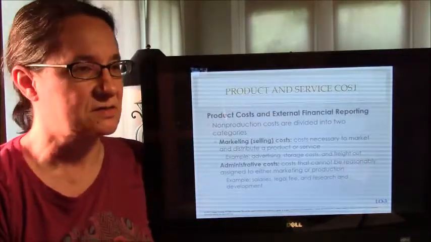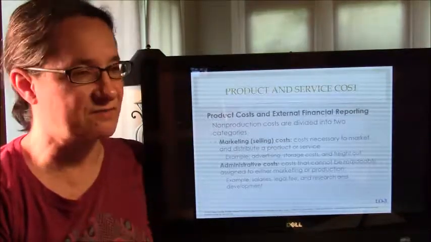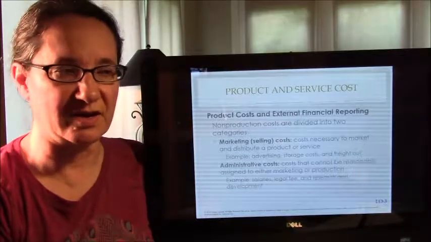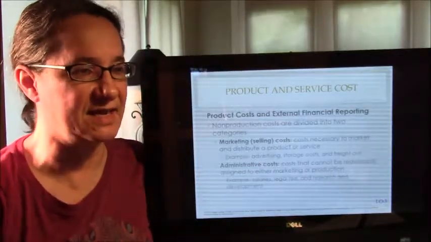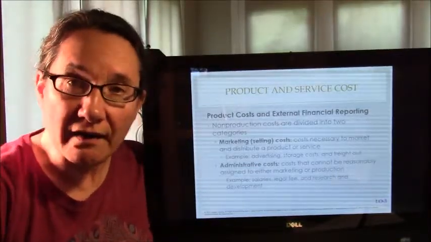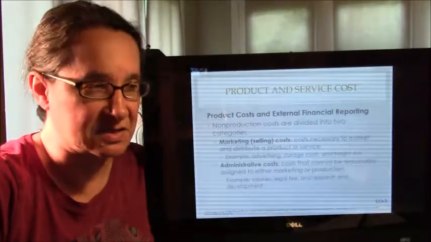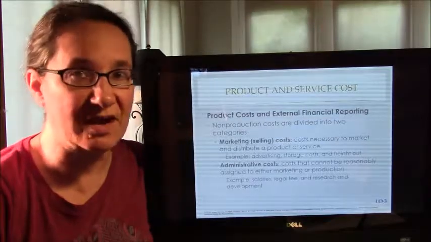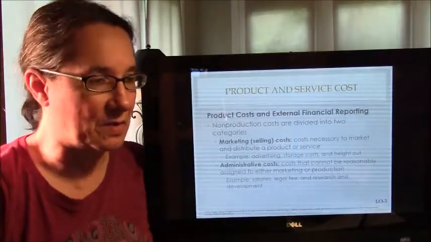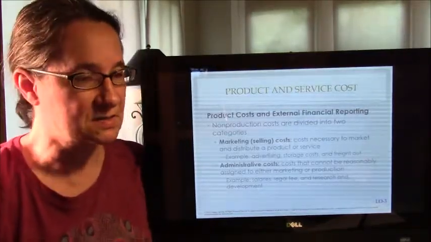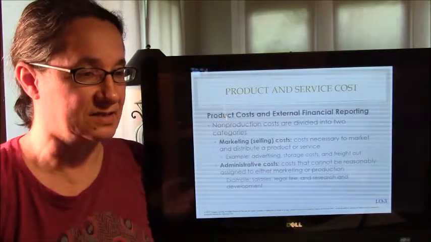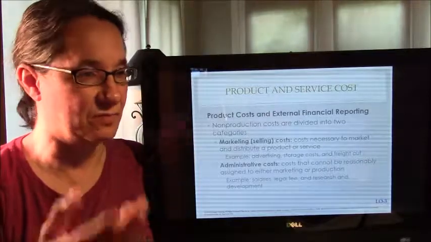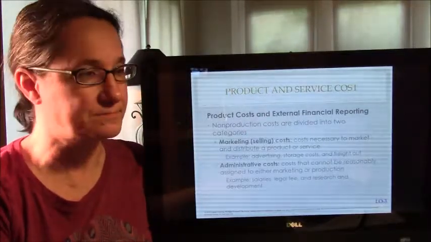Non-production costs, two separate categories of those. Marketing, right, and administrative. Marketing, just like it sounds, what does it take to get that product or service in the hands of our customer? So marketing we tend to think of as advertising, but freight, storage, a lot of things go into marketing. And administrative costs, salaries, legal fees, research, things like that, just the admin of that product.